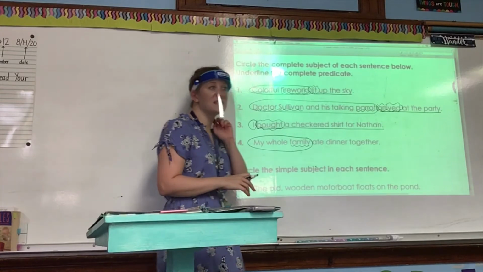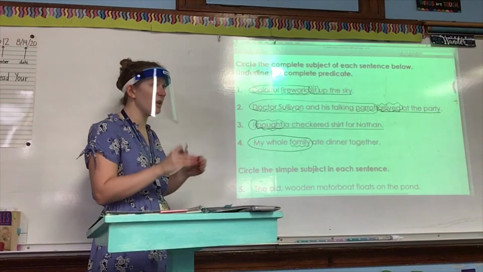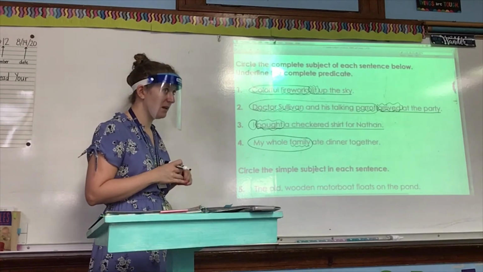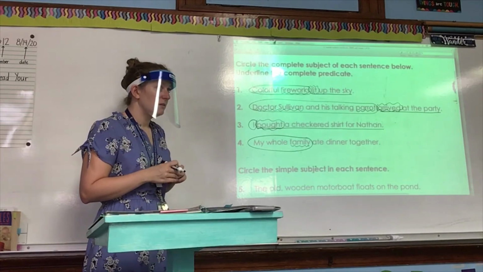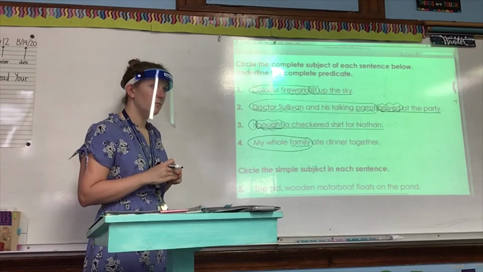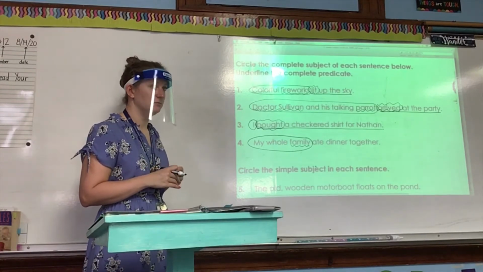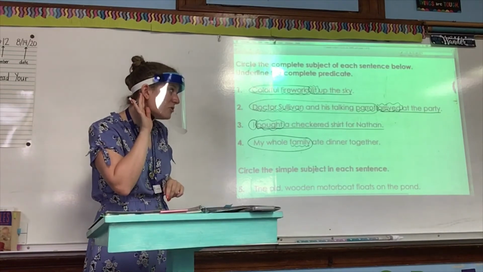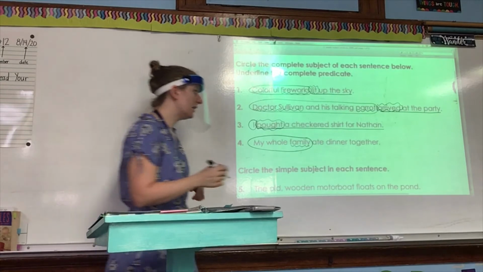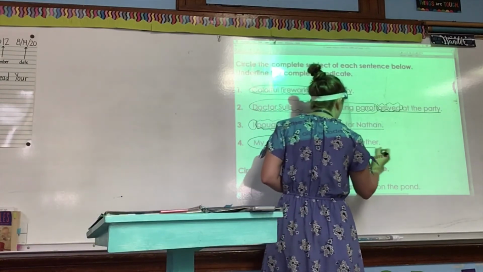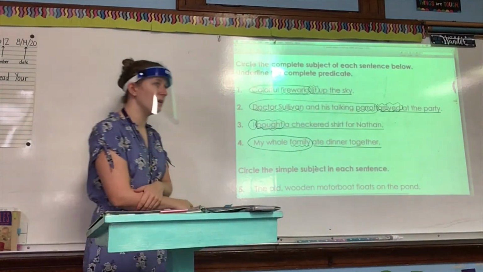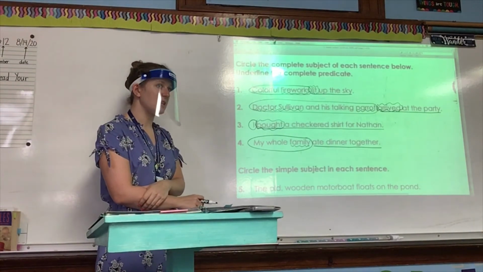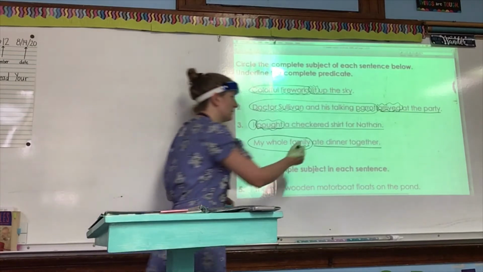Now, Michaela, what is the complete predicate? Every word that tells what is happening. Think about it, don't guess. What did my whole family do? Ate dinner together. Now, what is the simple predicate? The one word that they did. Ate.